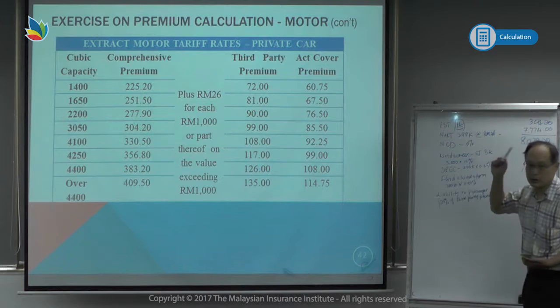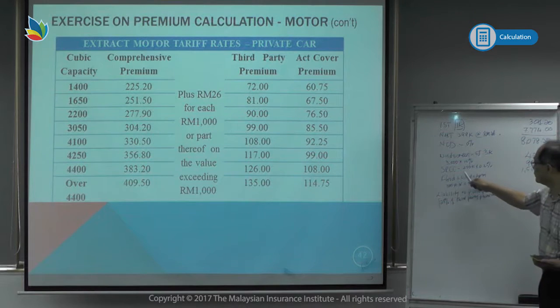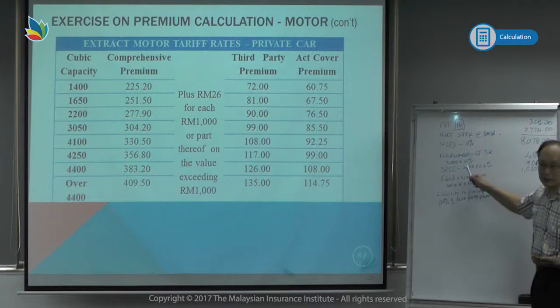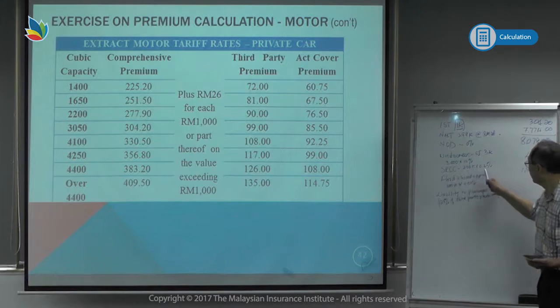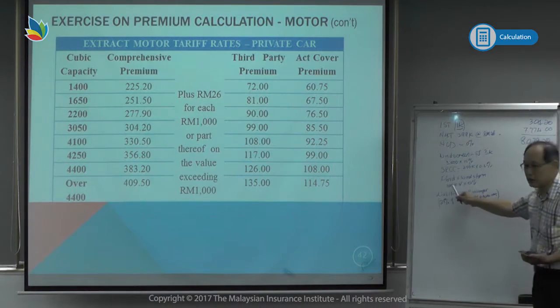Windscreen based on the tariff is 15% of the value of windscreen, sum insured on windscreen. Okay, strike, riot and civil commotion 0.3% on the sum insured. So that is also tariff, right? That's also tariff. All these are tariff. Motor class is tariff. Okay. Flood 0.5% on sum insured.